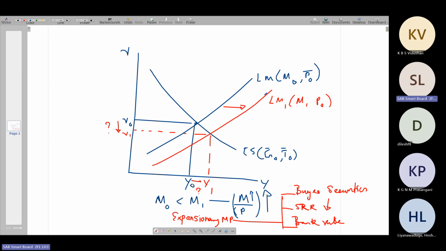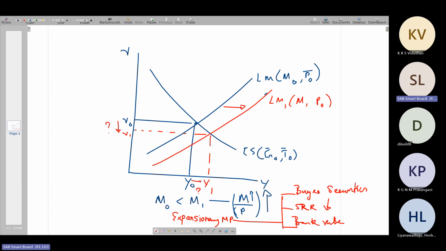So when the central bank grants loans and advances to the commercial bank, the rate charged is called the bank rate, the lending rate. That is the wholesale rate. So there are two rates, wholesale rate and retail rate. Wholesale rate means when the central bank grants loans to the commercial bank. When the commercial bank grants loans to the public, that is the retail rate. When the wholesale rate changes, the retail rate also changes.